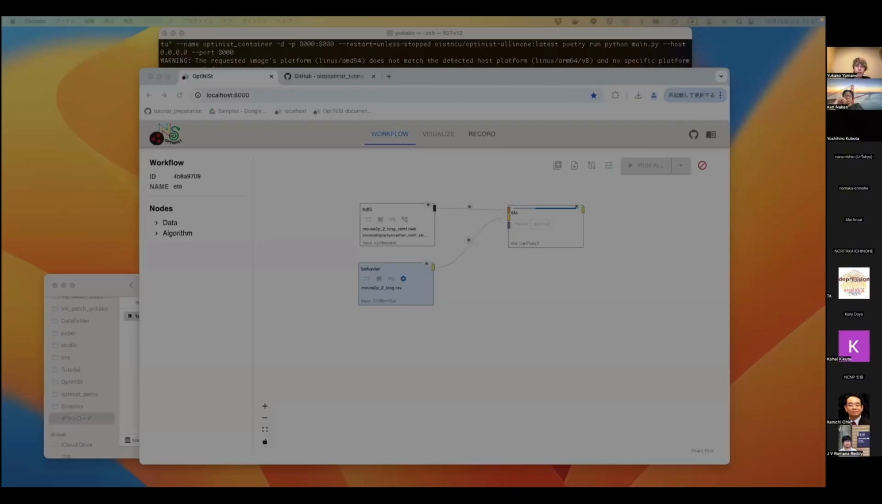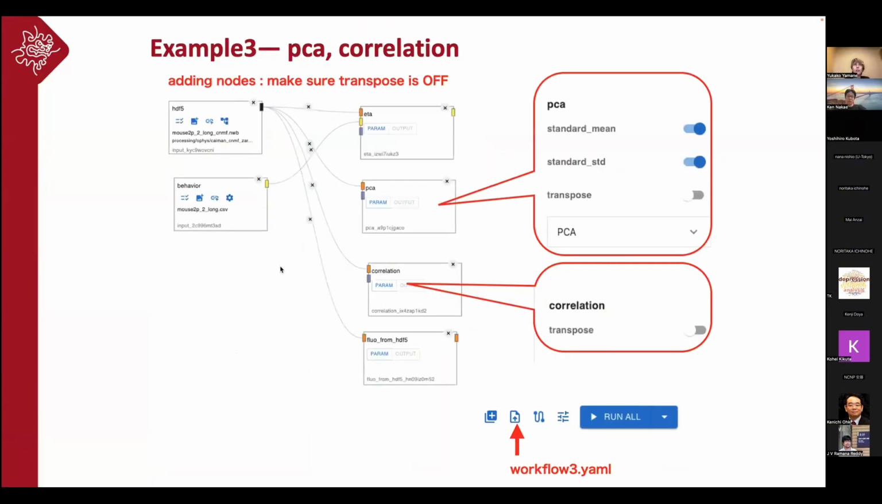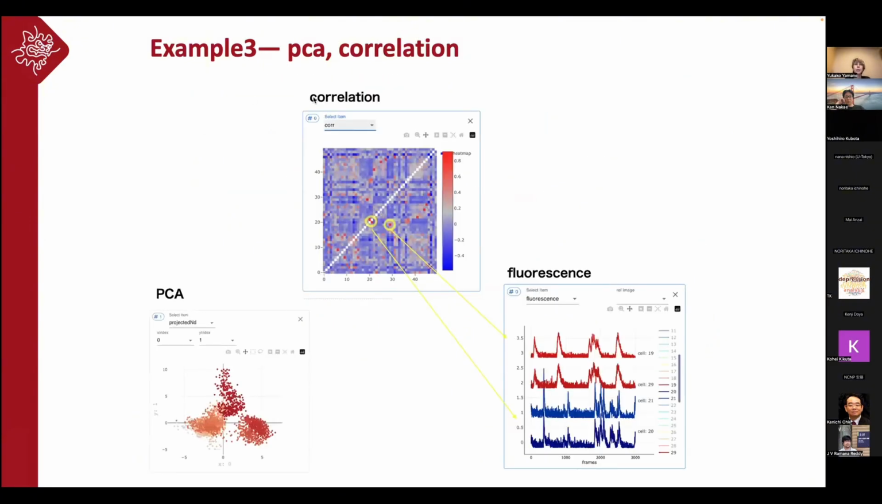Okay, the third example is multiple analysis. In addition to event-triggered averaging, there is principal component analysis, or the pairwise correlations between individual neurons' fluorescence data. And this is for showing the cell position image from the HDF5. So OptiNiSt can control such bifurcations also. You can create and compare different analysis results simultaneously within one pipeline. The result might look like this.